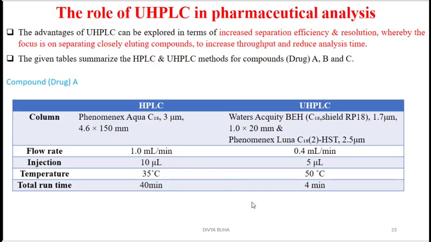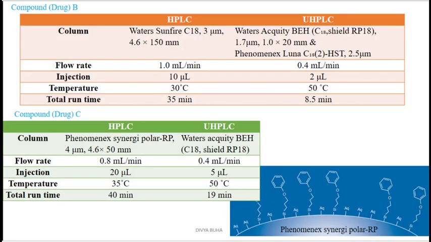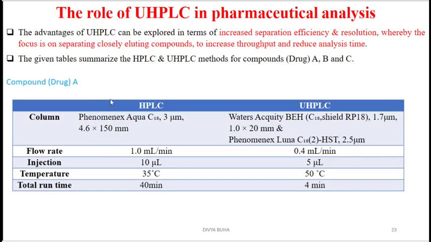So now let us take some examples of the drugs which are being analyzed by HPLC and UHPLC. Here we'll be taking the example of three drugs. The first drug is drug A, or you can call it compound A. The second one is drug compound B, and the third one would be drug compound C. Right, so the same drug, when it is being analyzed by conventional HPLC and UHPLC, what are the differences in the parameters which have been set in the instrument? Let us see that. So let us start with drug A, right?